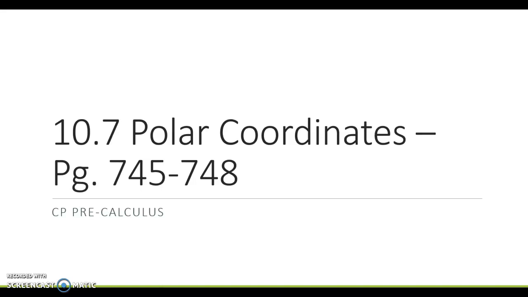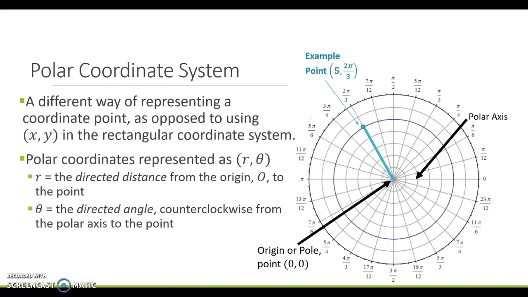Today we are going to look at section 10.7, polar coordinates. This is found in your textbook on pages 745 to 748, and you may want to read through the pages in your textbook because this is a new topic. It's going to be something that you are unfamiliar with, and so it may benefit you to also read through the text. Let's take a look here at polar coordinates.